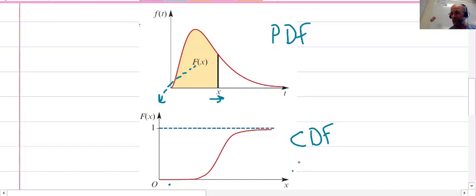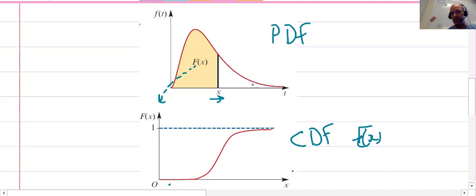So capital F of x, the cumulative density function, that's this one here, at a particular value of x, gives the probability that the random variable capital X has a value of less than or equal to x, so at most x. That's what accumulates. As you get further and further, that accumulates.